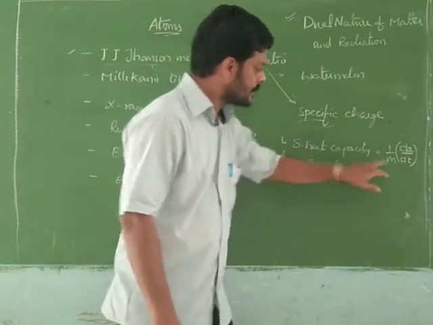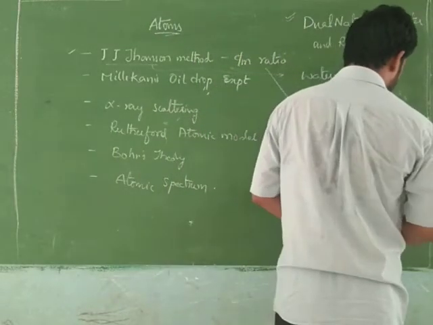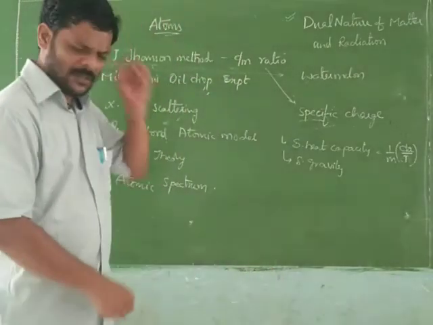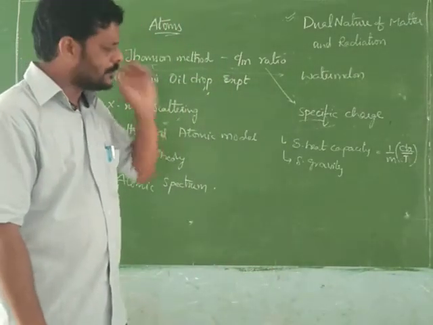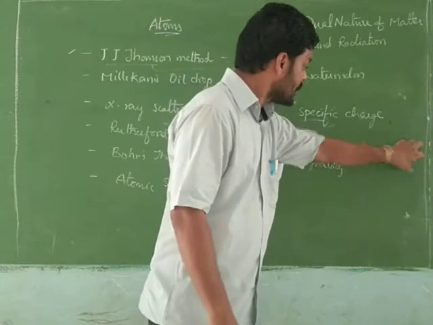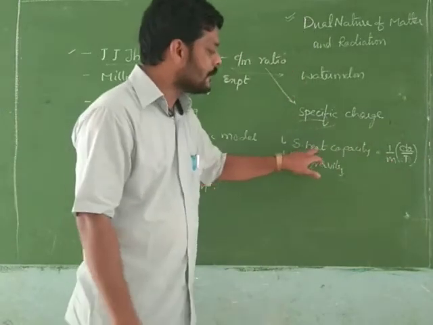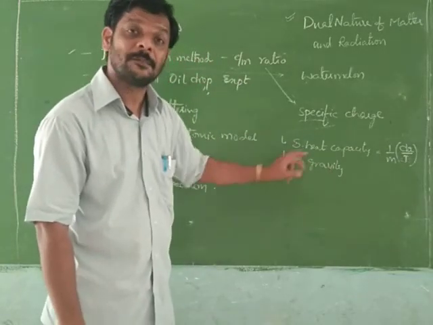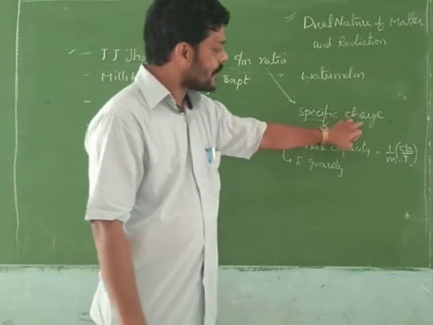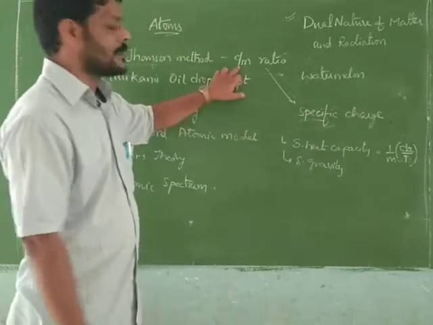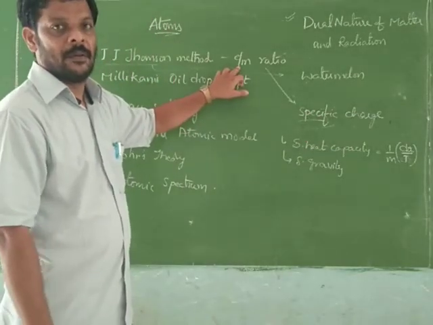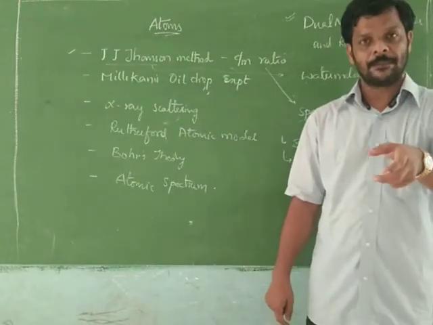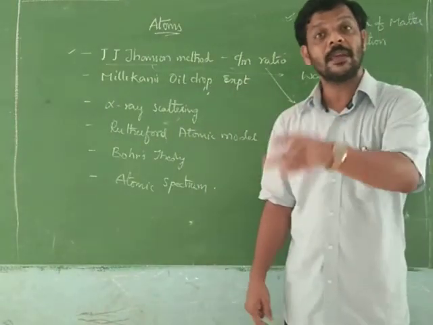So heat capacity, temperature, dq by dt. Heat energy to the temperature, yeah, dq by dt. So heat capacity per unit mass is the specific heat capacity. Gravity per unit mass is the specific gravity. Specific charge, charge upon unit mass, that is E by M. So whenever you are saying specific of something, that is nothing but something upon mass.